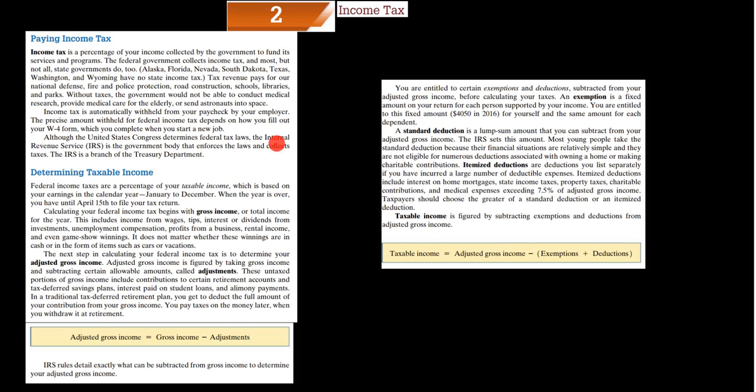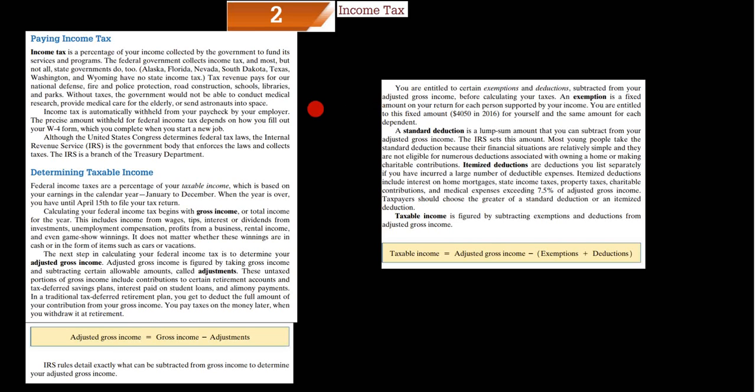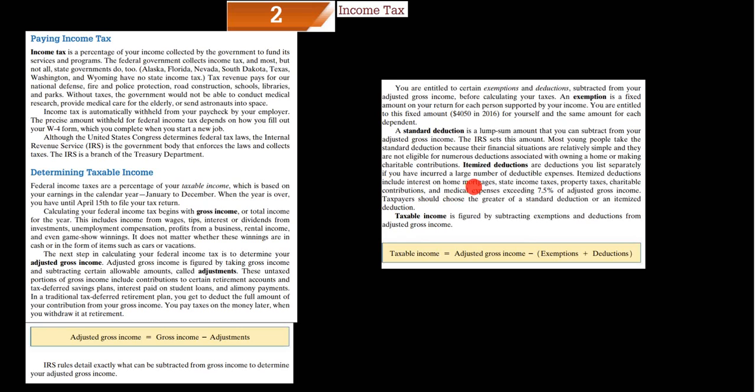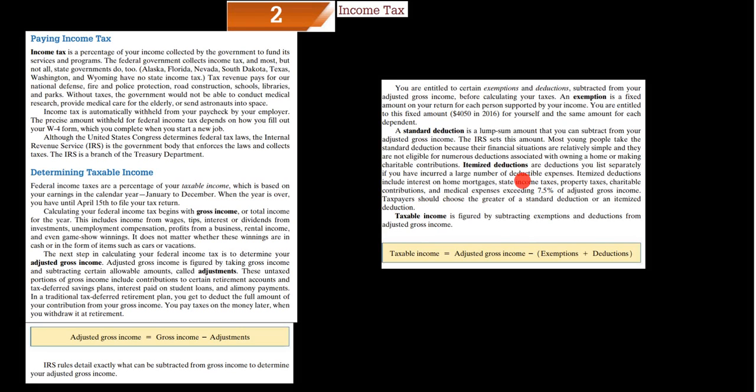Now, again, this is the crashest of crash courses on income taxes, but it's actually pretty good. Itemized deductions are deductions you list separately if you have incurred a large number of deductible expenses. Itemized deductions include interest on home mortgages, state income taxes, property taxes, charitable contributions, and medical expenses exceeding 7.5% of adjusted gross income. Taxpayers should choose the greater of a standard deduction or an itemized deduction.